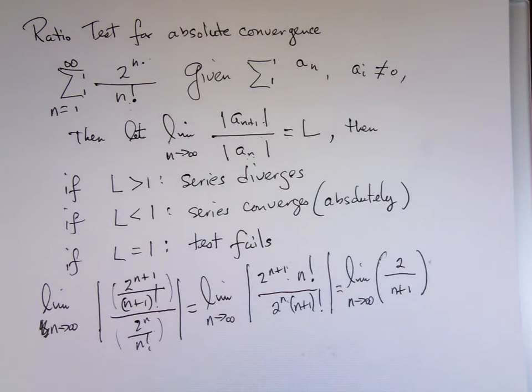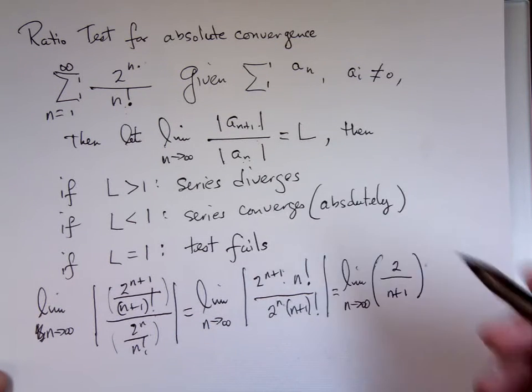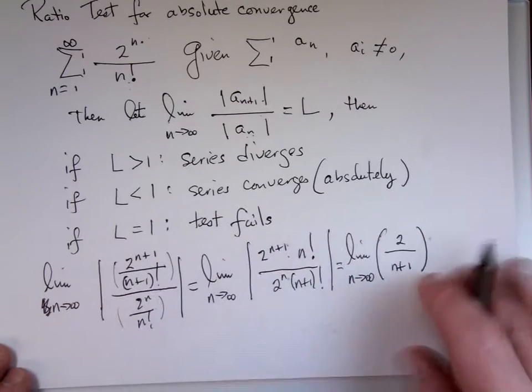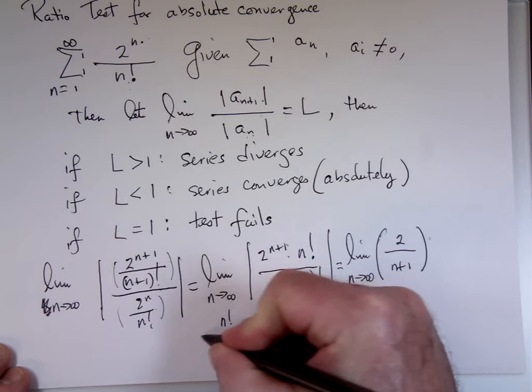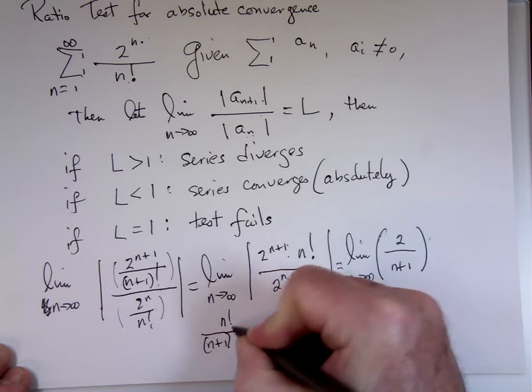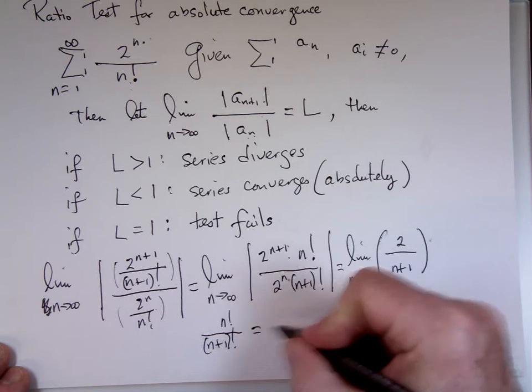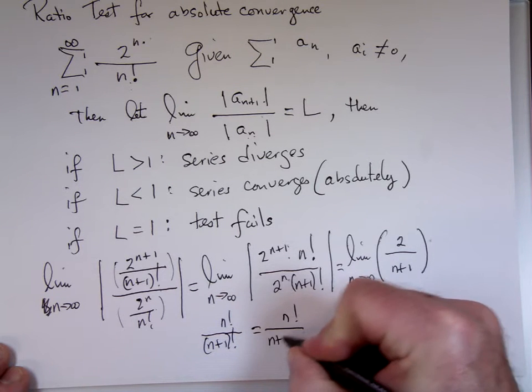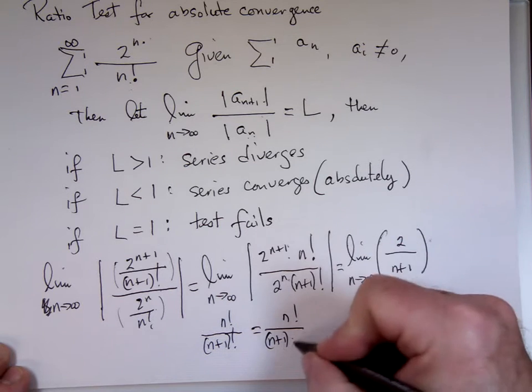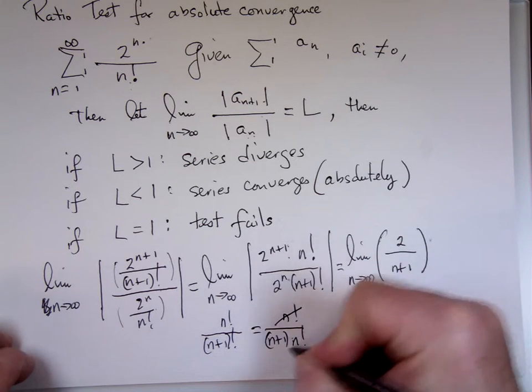But what happens to the 2 to the n? 2 to the n plus 1 over 2 to the n becomes 2 because you subtract the exponents. N plus 1 minus n is 1. That's 2 to the first. Now n factorial over n plus 1 factorial: what is n plus 1 factorial equal to? It's n plus 1 times n factorial. And these will cancel. You get n plus 1.